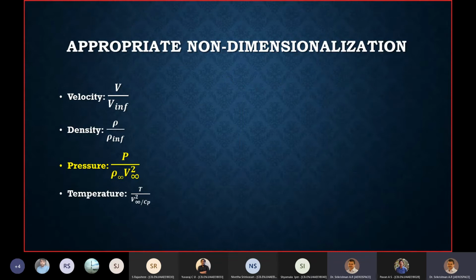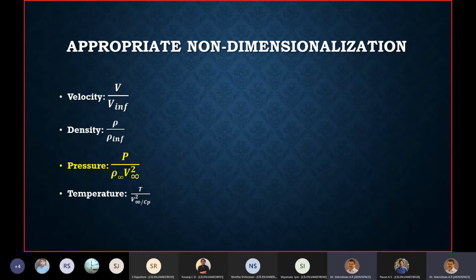So velocity, the most natural way to have a non-dimensional form for velocity is to have the local velocity divided by the free stream velocity. So V by V infinity. Similarly, density, rho by rho infinity. What is rho? The local density, and rho infinity is the free stream value of density.